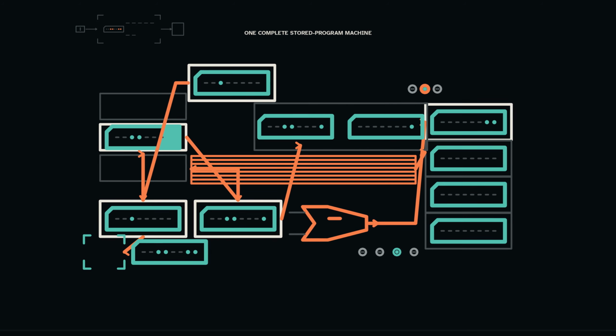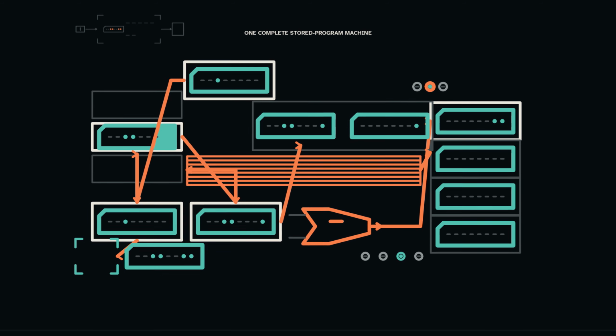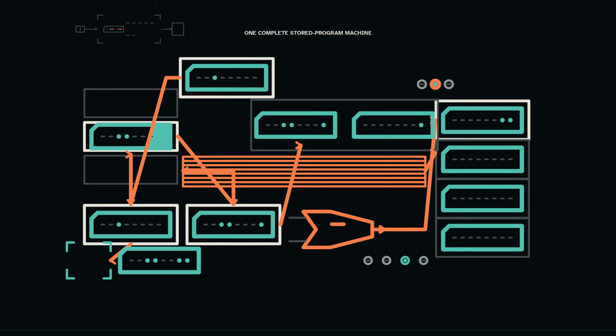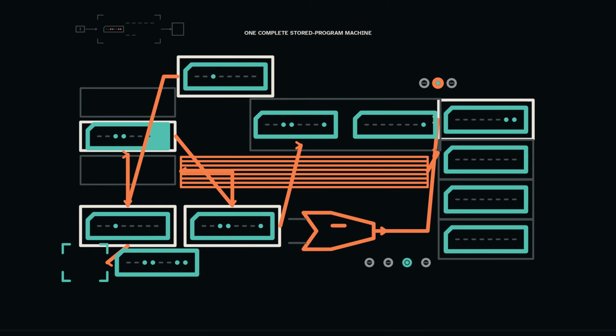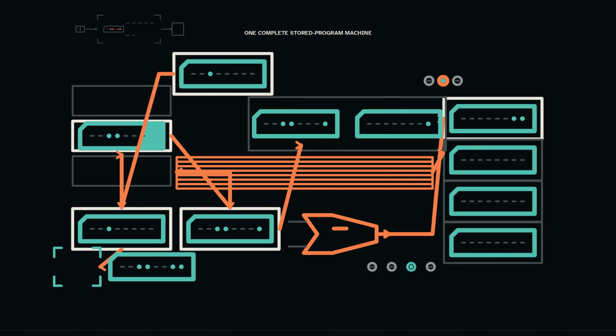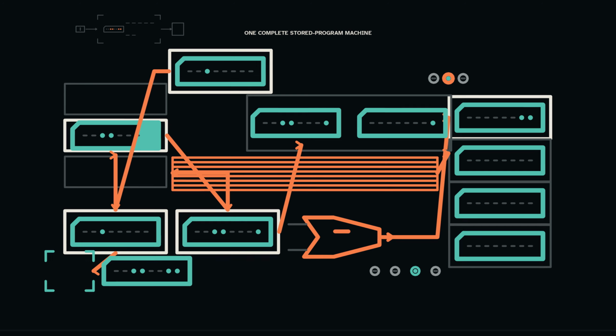Follow one proposed transfer across the whole view. If the program counter contains 16, which module first receives 16? The memory address register. Which structure returns the selected byte? Memory. Which instruction register captures it? The first one, because this is the first byte of the instruction. Only after the edge does the program counter become 17.